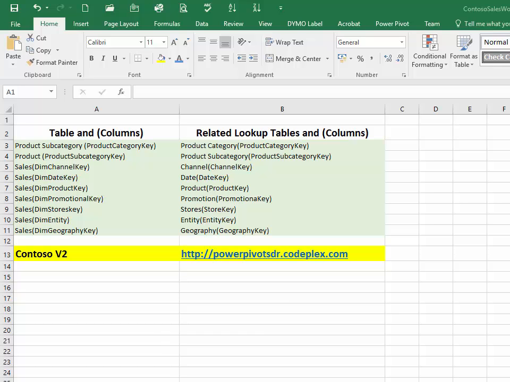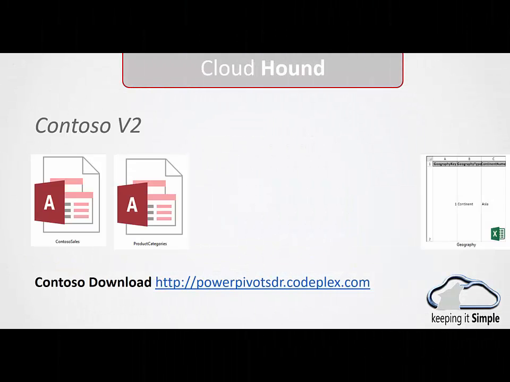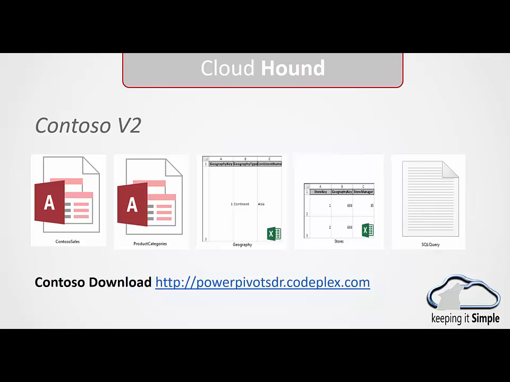You might want to pause the video at this point and take notes. The Contoso v2 data model consists of 5 different elements: 2 Access databases, 2 Excel spreadsheets and a SQL query text file. I should point out, if you have access to SQL Server and your preference is to use SQL Server, then download Contoso v1.